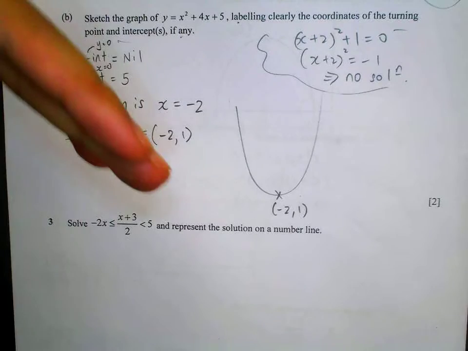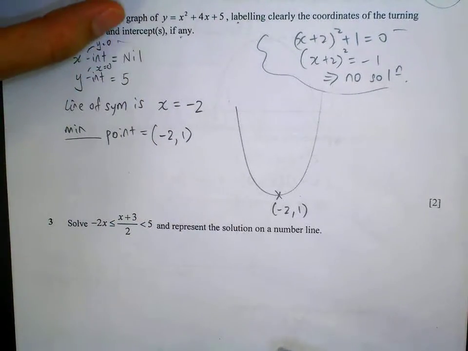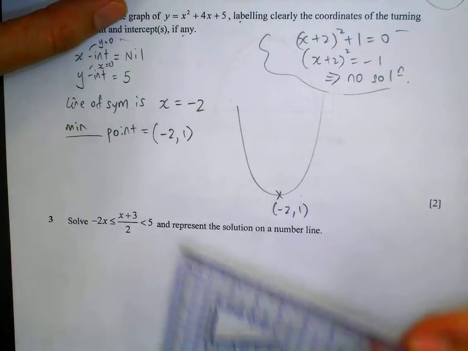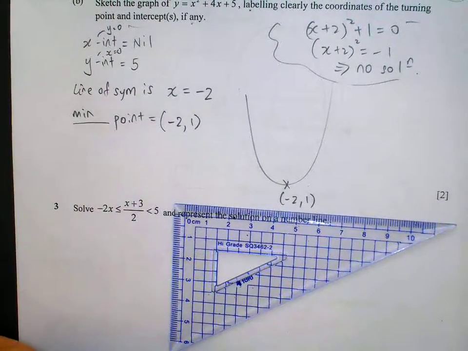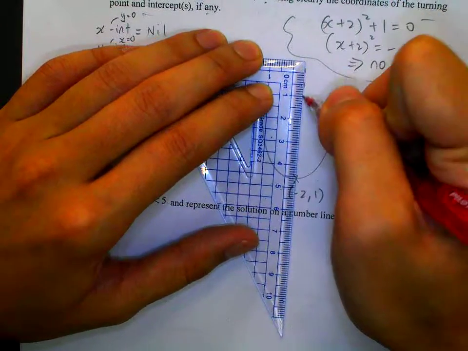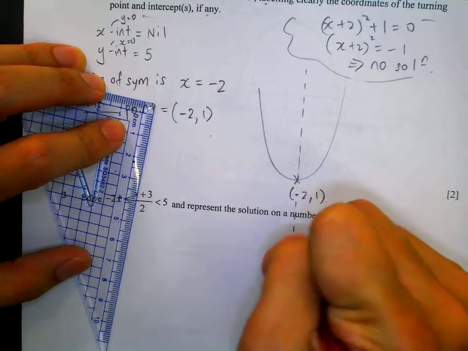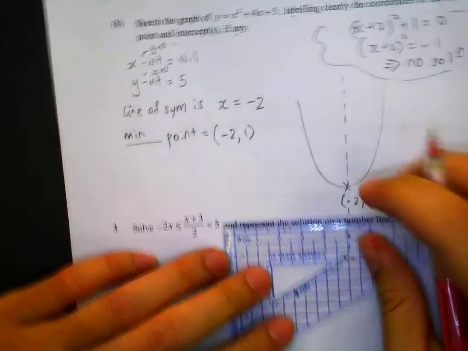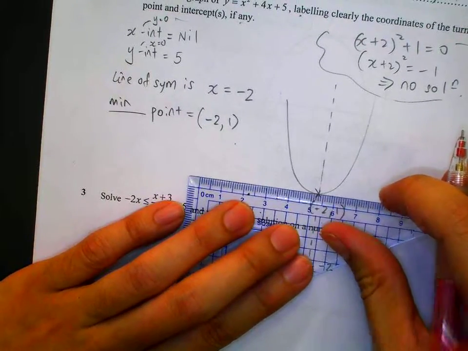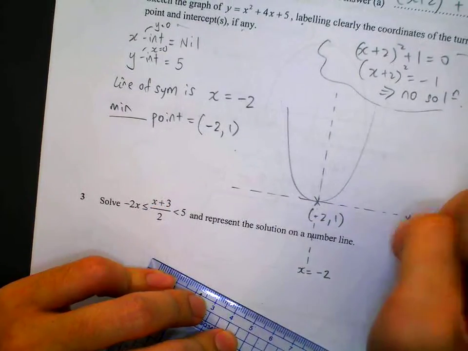If this is the minimum point, where is my x-axis? Above or below? X-axis is below. How do we decide? Let me show you how to decide. So this line, what is this dotted line? It's the line of symmetry, right? And this is the line of x equals -2. So if I draw this dotted line over here, this is actually the line of y equals 1.